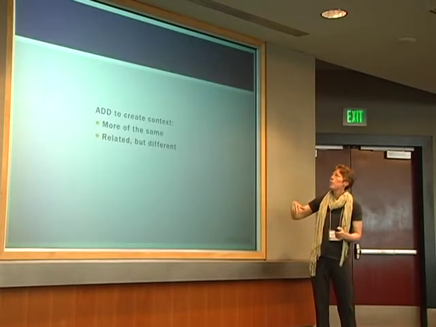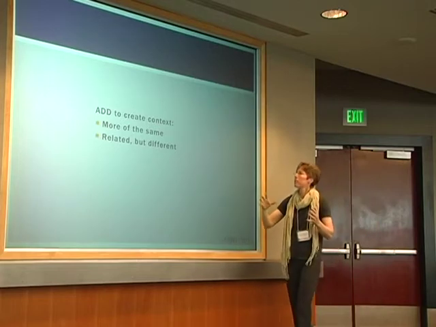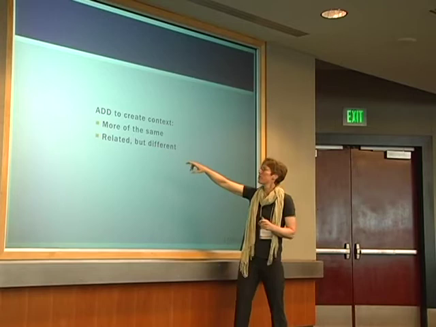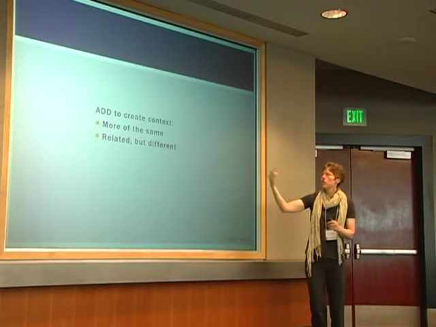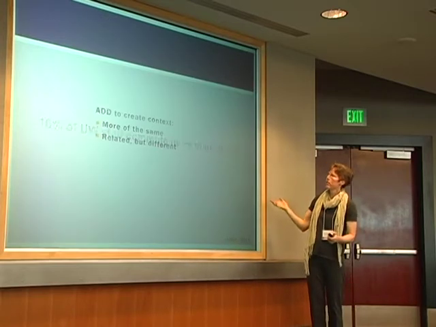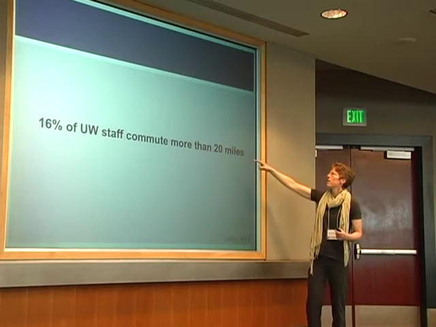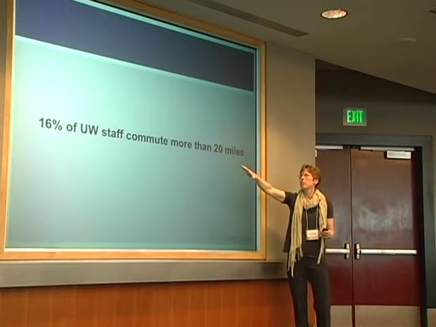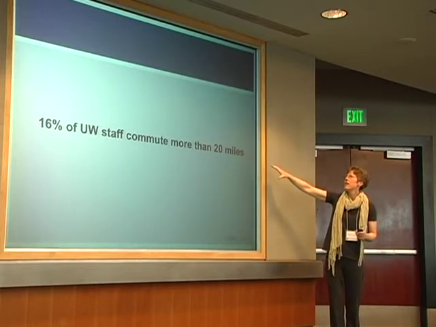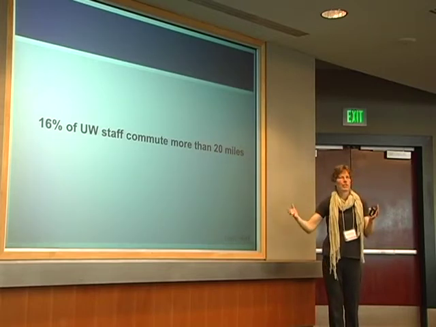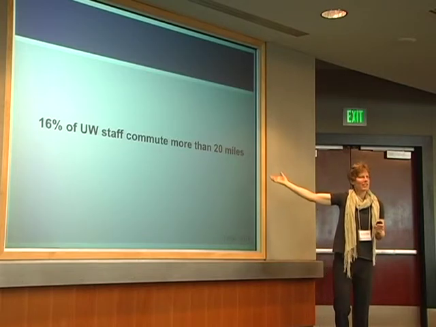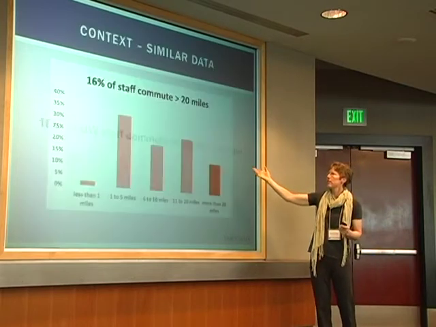So to add context, the way I think about it, I either want to add more of the same type of data to tell more of a story, or add related but different types of data. So I'll explain what I mean by that. Say we have this one central bit of information that we're interested in, the fact that 16% of UW, University of Washington, staff commute more than 20 miles. There's no context there, so it's hard to get a sense of how significant that is.